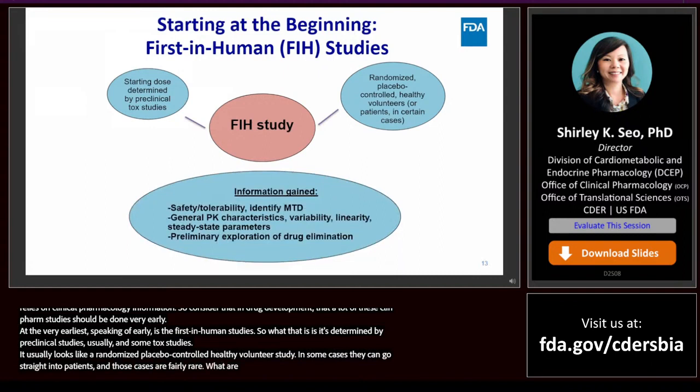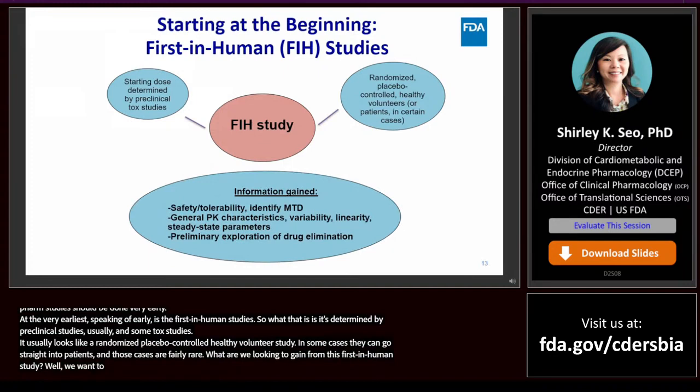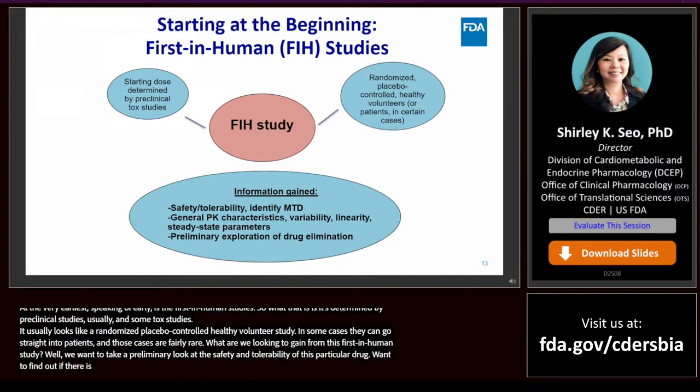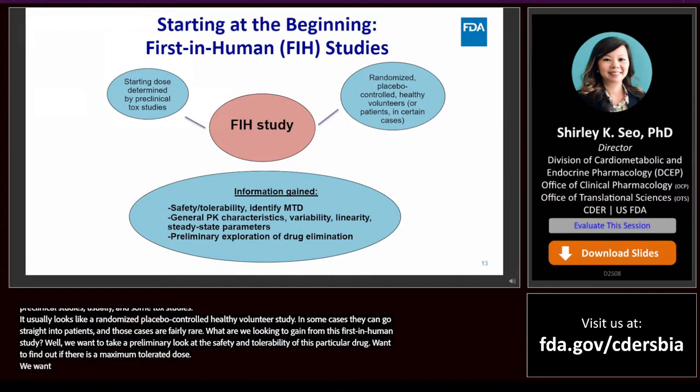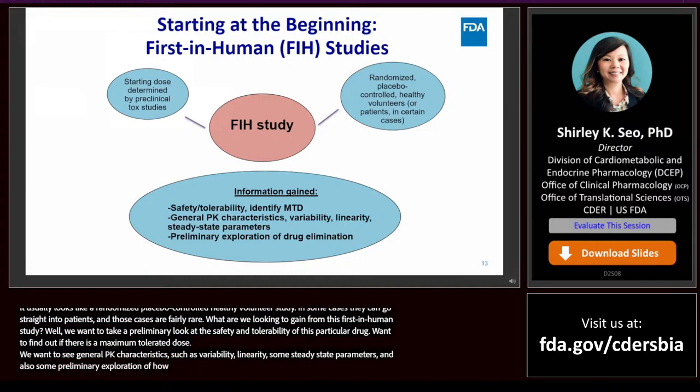What are we looking to gain from this first-in-human study? Well, we want to take a preliminary look at the safety and tolerability of this particular drug. We want to find out if there is a maximum tolerated dose. We want to see general PK characteristics such as variability, linearity, some steady-state parameters, and also some preliminary exploration of how this drug is eliminated.